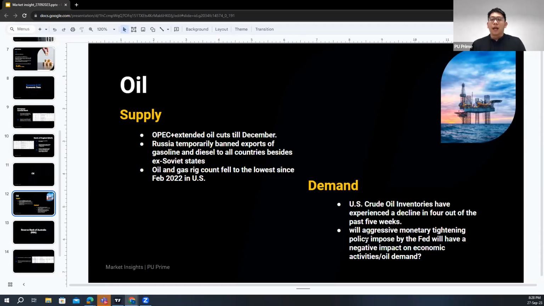And at the same time, the Fed's aggressive monetary tightening policy will also have some impact on the oil price. We also know that this coming Saturday, China will release their PMI. If the China PMI reading is above expectation, this means that the China economy is recovering. This also means they will demand more oil, and we know China is the biggest oil importer in the world. So when their economy is recovering, they will demand more oil. It will also bolster the oil price to go higher.